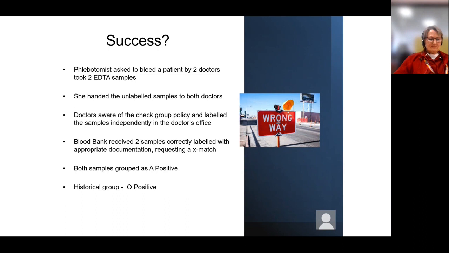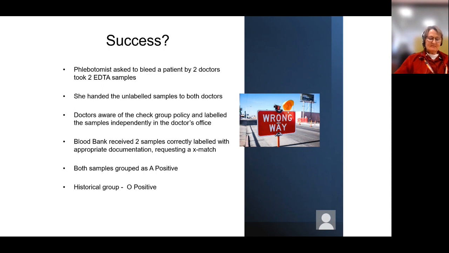In this case, a phlebotomist on a busy pre-Christmas afternoon on a ward was asked by two junior doctors to take a sample on a patient for a group and save as the patient required a transfusion. The patient was in a side room. The phlebotomist was rushing. She was late going for afternoon pre-Christmas drinks, and she agreed to do it as it was Christmas, basically. She was helping out. So she popped into the side room.